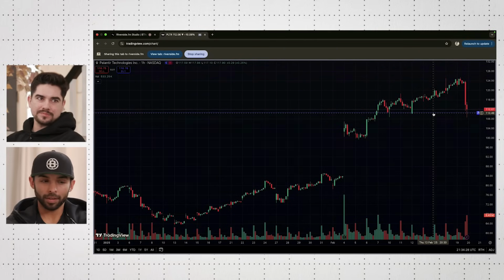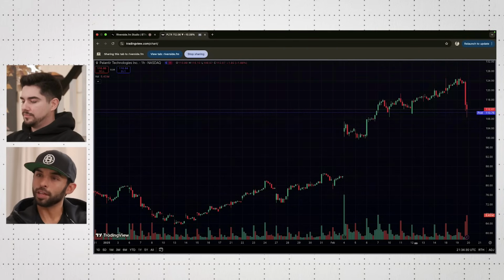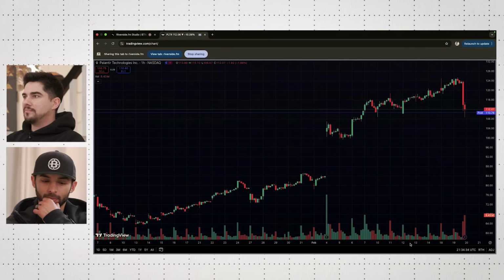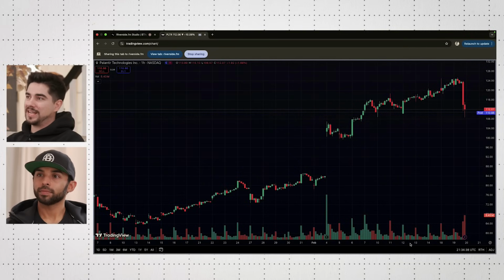Yeah, because that's a big move right there. Look how long it took to do that move. Yeah. And then look what it did in one day. Yeah, exactly. And that's why mean reversion trades can be a really powerful thing, because it's like the old saying, it takes the stairs up and the elevator down. And it's for that exact same reason.